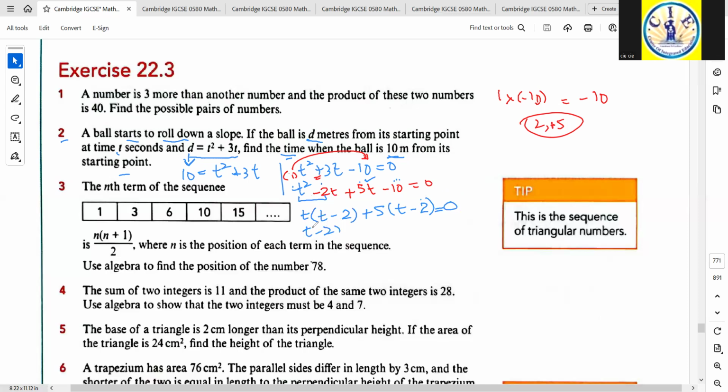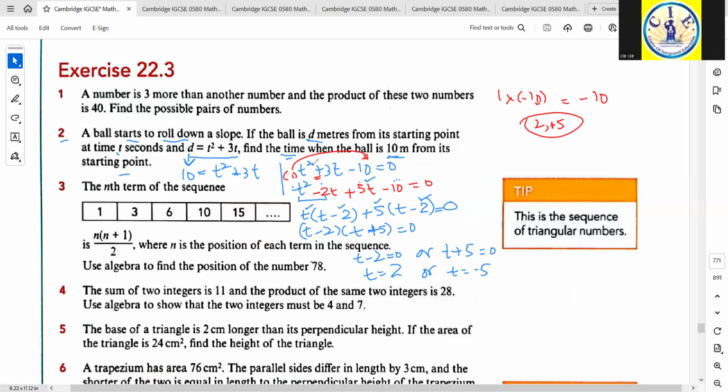Then we have t minus 2 as a common factor from these two terms. From the first term I'm left with this t, and from the second term I'm left with this 5. So again the product of these two factors is 0. That means either t minus 2 is equal to 0 or t plus 5 equals 0. This will give us t is equal to 2 or t is equal to negative 5.